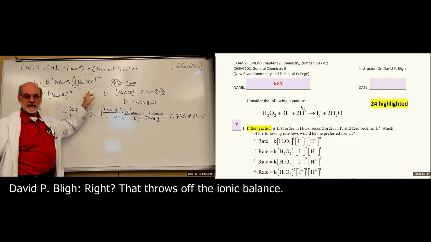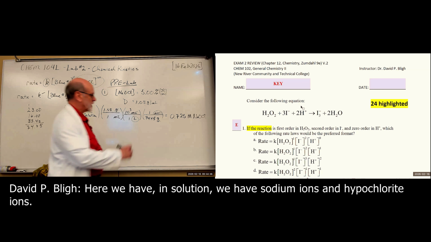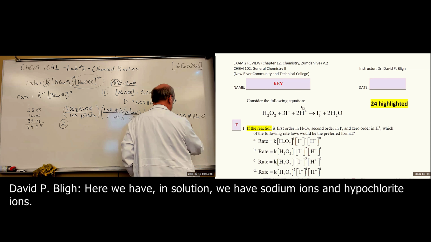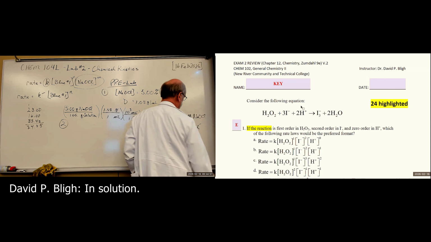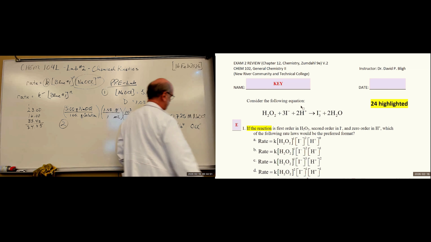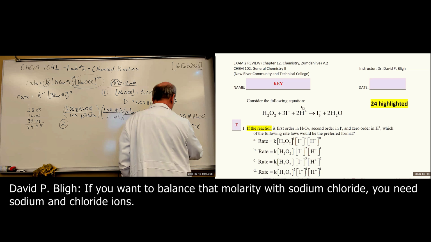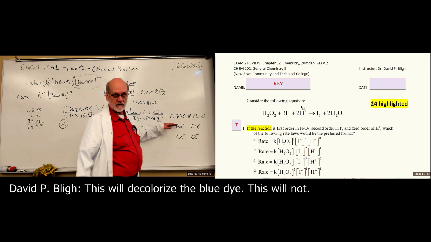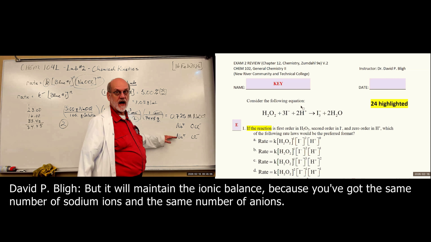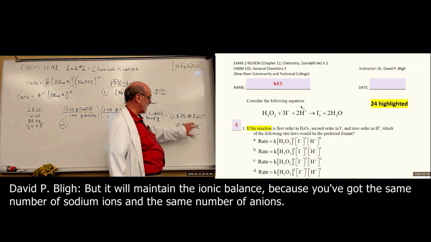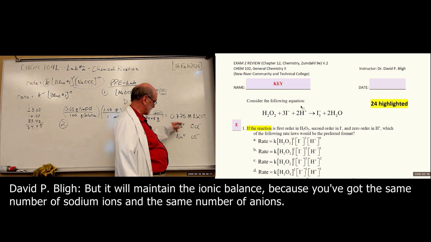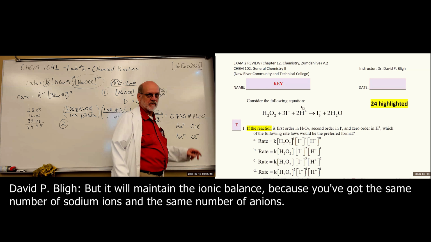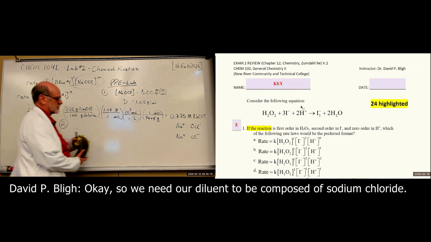right? That throws off the ionic balance. Here we have in solution sodium ions and hypochlorite ions. If you want to balance that molarity with sodium chloride, you need sodium and chloride ions. This will decolorize the blue dye. This will not, but it will maintain the ionic balance because you've got the same number of sodium ions and the same number of anions.